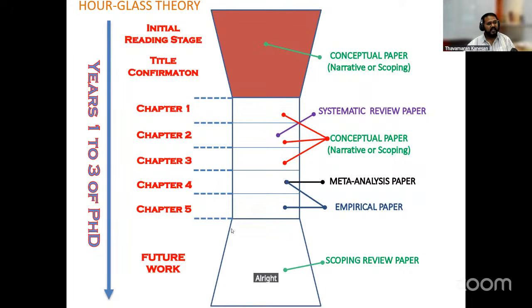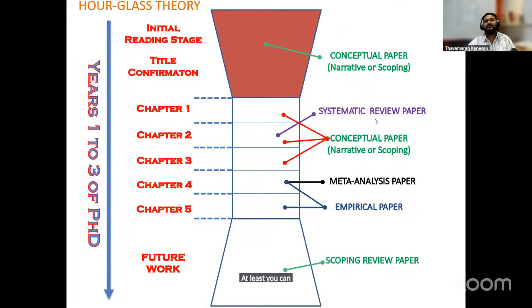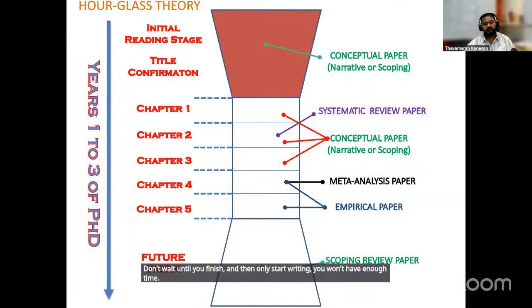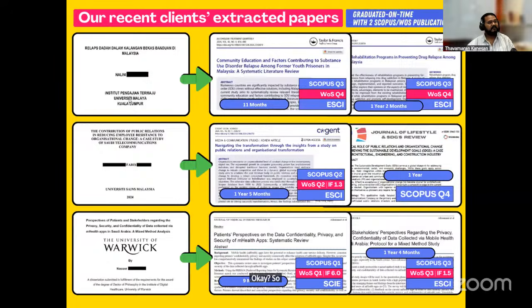All right. Then finally, from your future work, you can write a scoping review paper. At least you can easily write 5 to 6 papers from a thesis or proposal. This is the strategy. And make sure you do it as you go. Don't wait until you finish and only then start writing. You won't have enough time. Chapter 1, you cannot write; you must have at least chapters 1 and 2. Okay. So these are some examples.